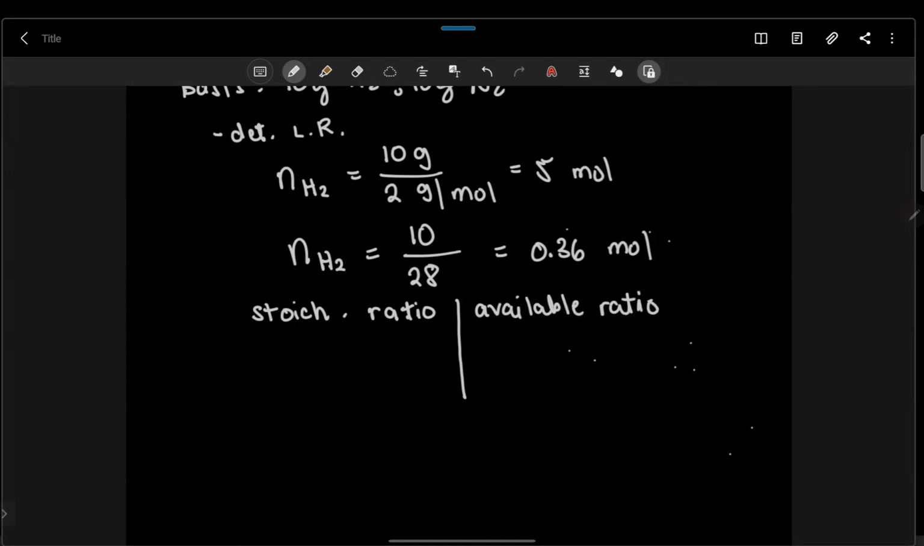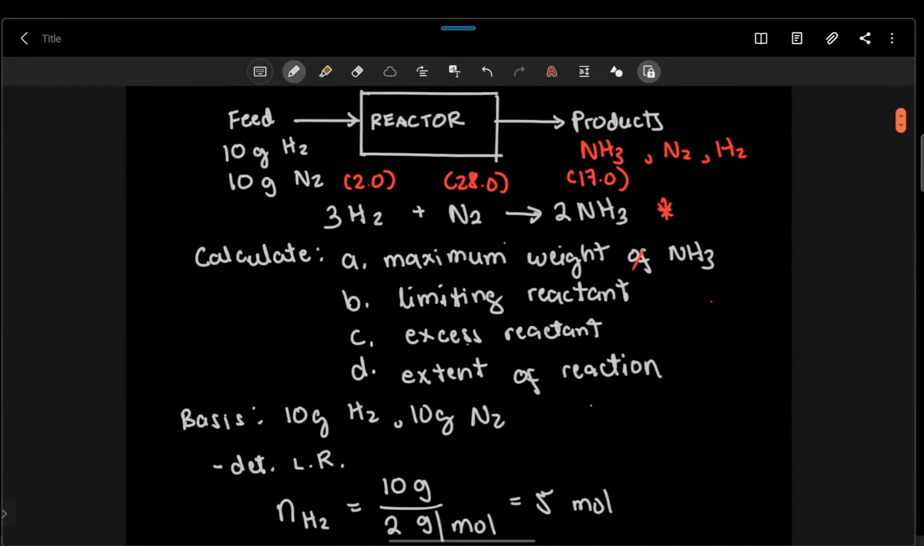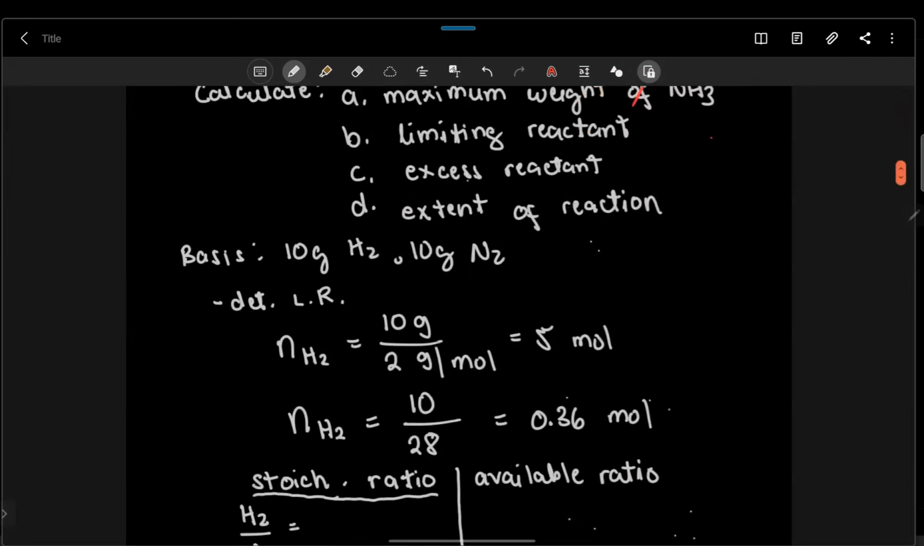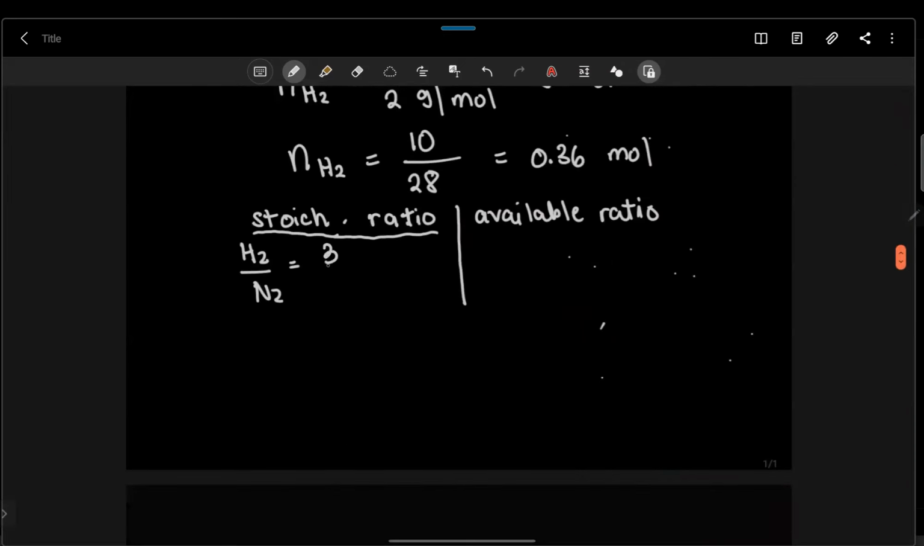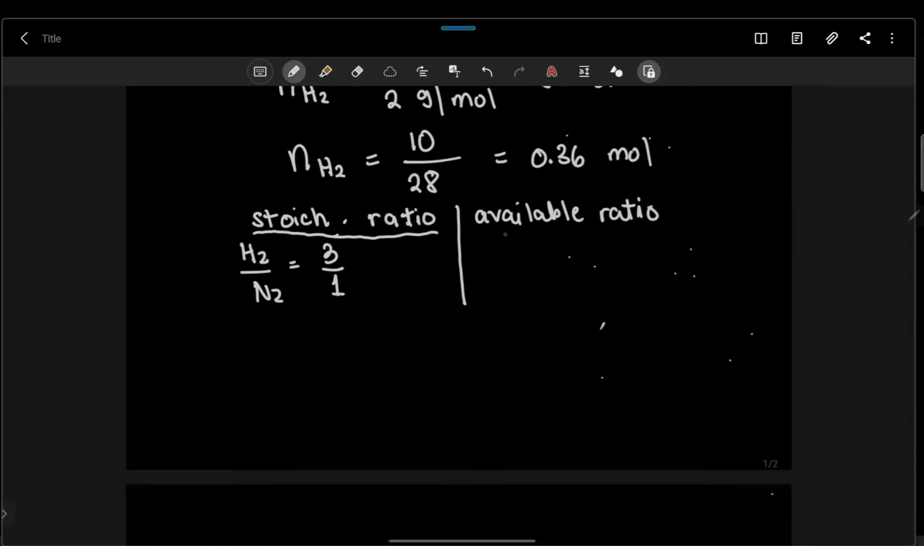Okay? So, for the ratio of hydrogen to nitrogen, again, looking at the stoichiometry, you are not looking at the given amounts fed, but rather just the stoichiometry. So, what is the relationship of hydrogen and nitrogen? Let's go back to the reaction. There, see? For every 3 moles of hydrogen, you have 1 mole of nitrogen. So, let's write that down. So, 3:1. Okay? Again, we're using moles here. Now, for the available ratio, what was actually fed to the reactor.